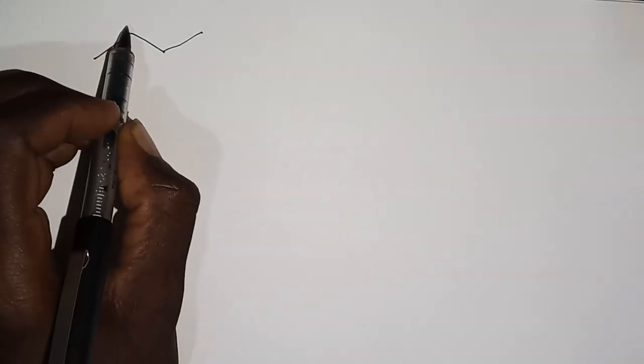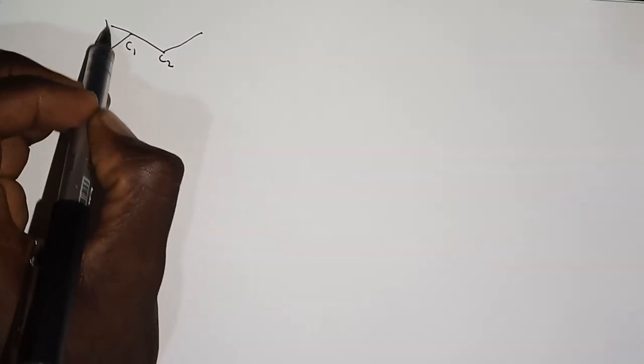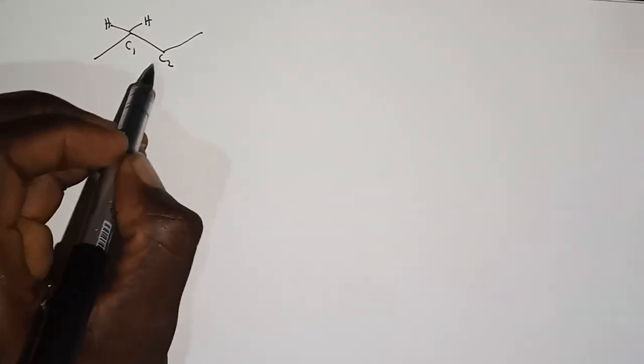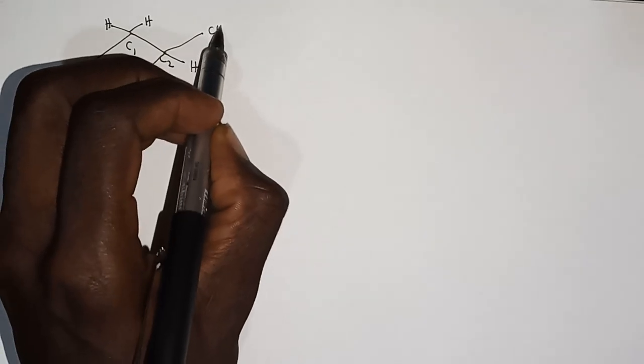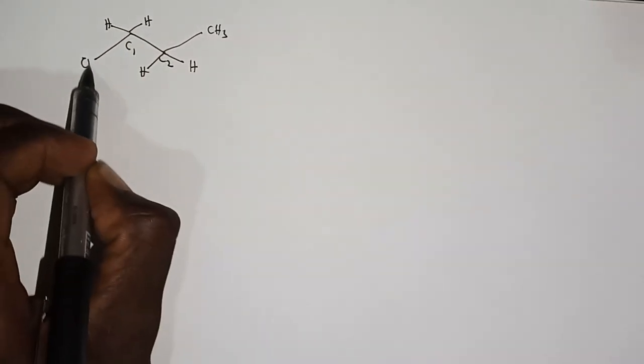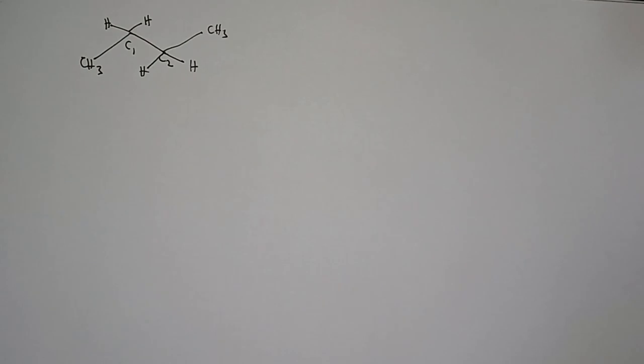Let's consider butane. Now let's draw all the Newman projections for butane using the C1 and then the C2 carbon. So you see that on the C1 carbon there are two protons here, and then on the C2 carbon there are two protons here, and then this is a CH3, and then this is a CH3. So now let's draw all the Newman projections of this molecule.